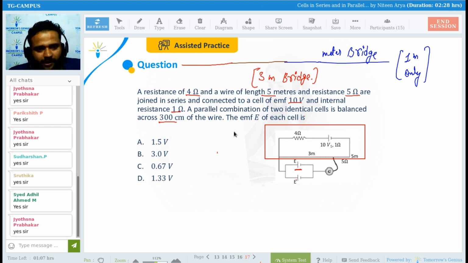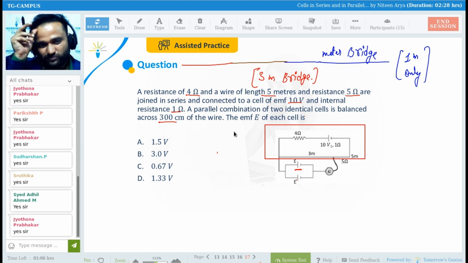Okay, what I'm saying, this question you can more efficiently understand with the help of potentiometer. But if anyone can still solve this, tell me. Okay, sure. I move to the next question. We can solve this after understanding the potentiometer concept.